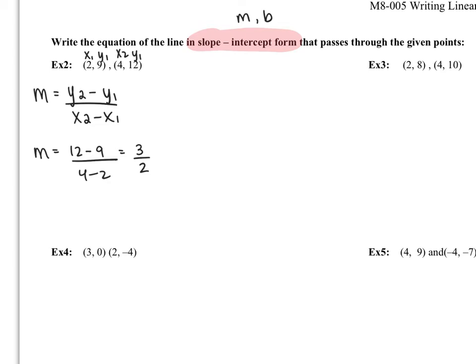So then I would do my y equals mx plus b. My y value that I'm going to pick is 9. My m value is 3 over 2. And my x value is 2. Now remember, once I pick 9 for my y value, I have no choice but to pick 2 for my x value. Now I'm going to simplify.